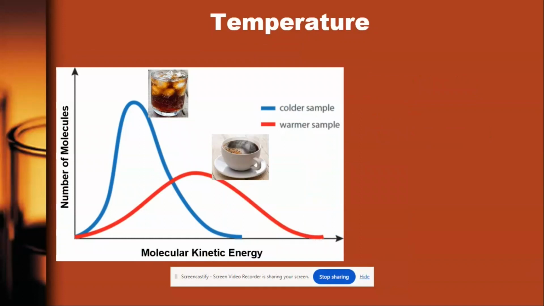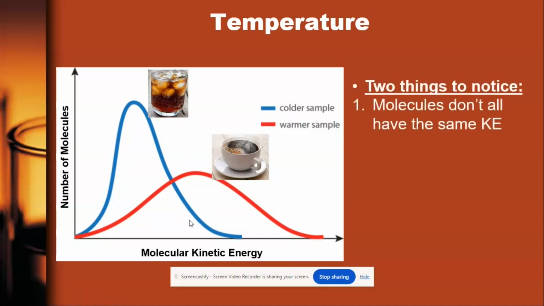Let's take a look at a graph. On the y-axis, the vertical axis of this graph, we have the number of molecules at a particular kinetic energy, which is on the x-axis. The red line represents a warmer sample, perhaps our cup of coffee. The blue line represents a cooler sample, perhaps our cup of soda. There are a couple of things that should be fairly obvious here. The first is that the molecules don't all have the same kinetic energy at the same time. In the cup of coffee, some molecules have really high kinetic energy, but some molecules have really low kinetic energy. Same with the cold sample.